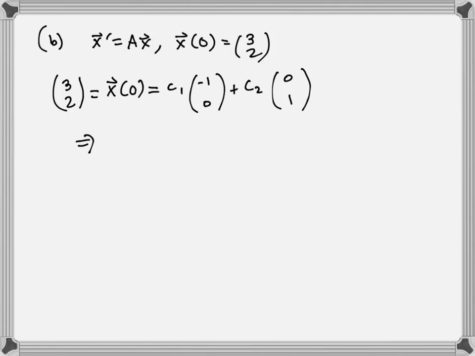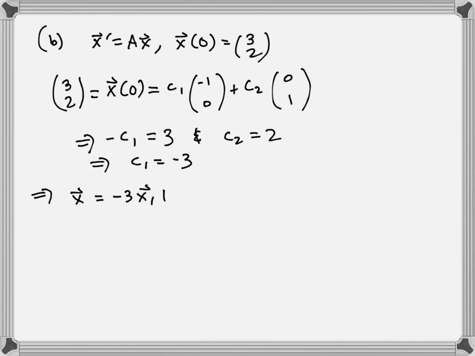So this actually leads us to a system of equations, right? It's a very simple system of equations, though, because of the zeros. This means that negative c1 has to be 3, and also that c2 equals 2, but this means that c1 is equal to -3, right? And so we end up with x is equal to -3x1 plus 2x2.